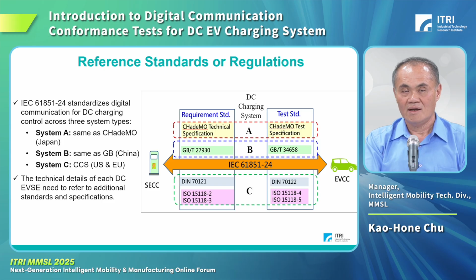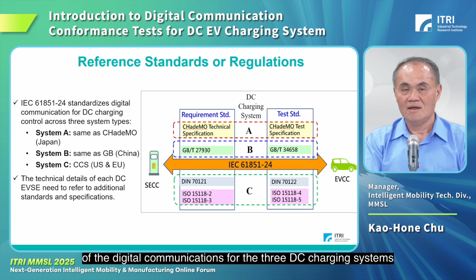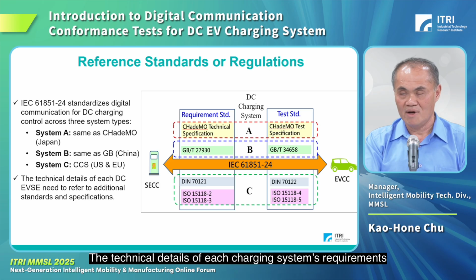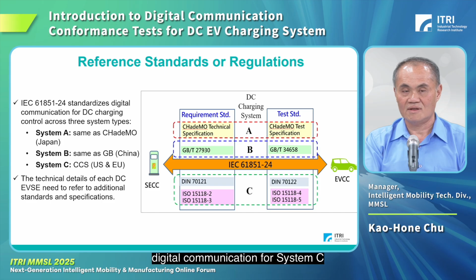The IEC 61851-24 standard does not provide a detailed explanation of the digital communication for the three DC charging systems. The technical details of each charging system's requirements and test cases need to be referred to other standards under the specification. For example, if you want to understand the details of digital communication for System C, you must consult the DIN regulations or the ISO standards.